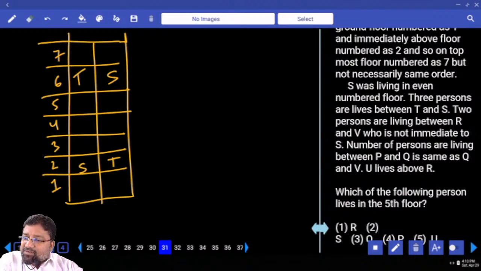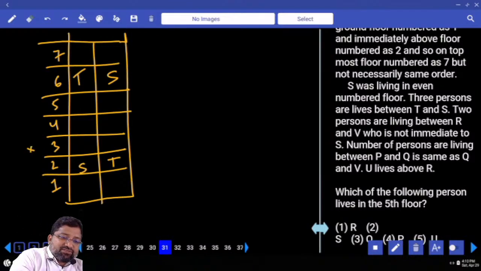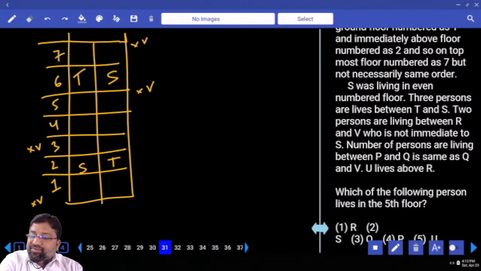Next line, 2 persons are living between R and B. B is not an immediate neighbor of S. So this is not V, this is not V here, this is not V, this is not V. How many persons between V and R? 2 persons. Now can you please tell me what are the possibilities for V? How many possibilities?